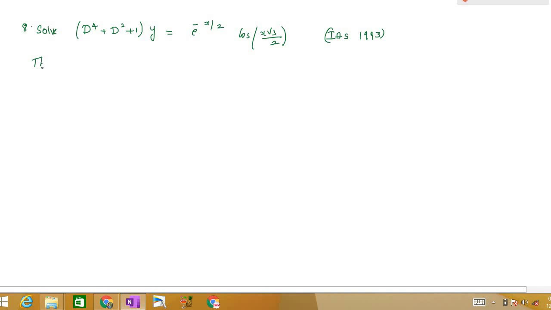So first, the general solution will be y is equal to complementary function plus particular integral. So first we will find the complementary function. For that we need to write the auxiliary equation. So we need to solve this equation: m power 4 plus m square plus 1 is equal to 0.